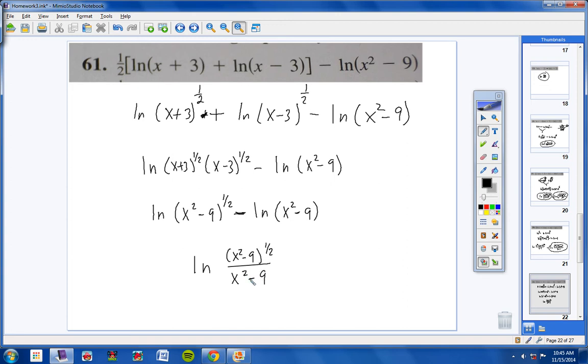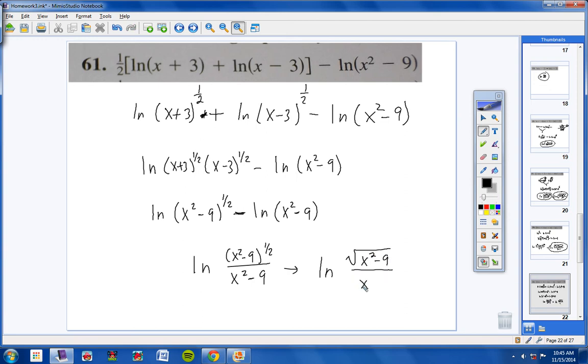Okay? Now for the final answer, I would put this right here in a radical. So natural log of square root of x squared minus 9 all over x squared minus 9.